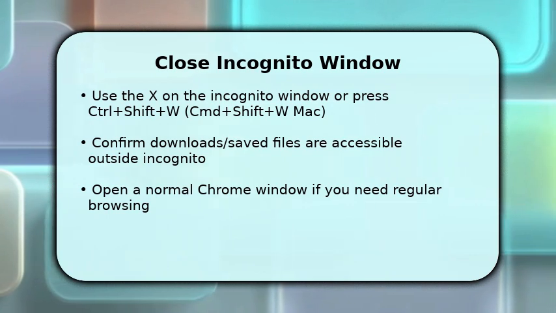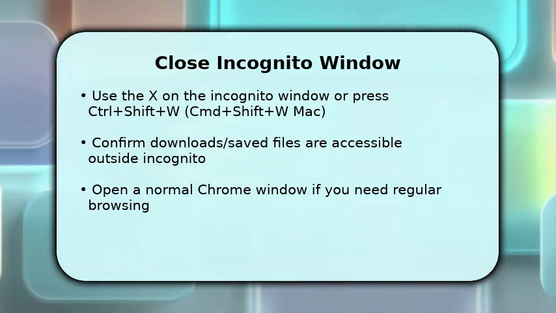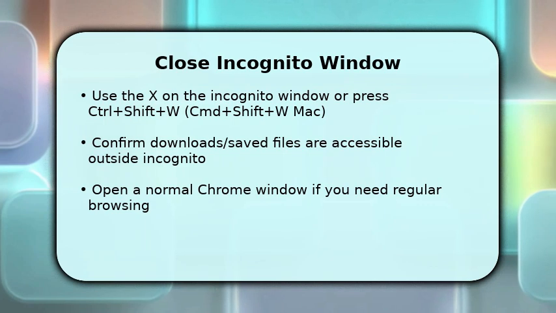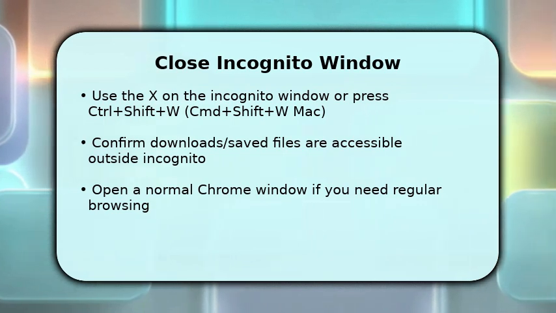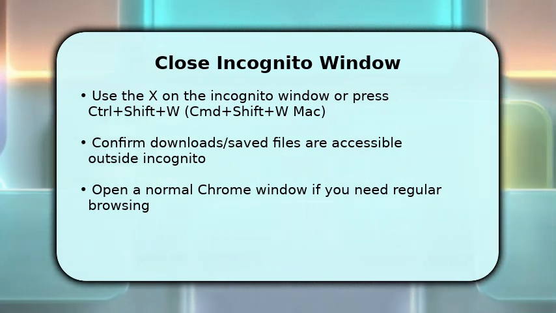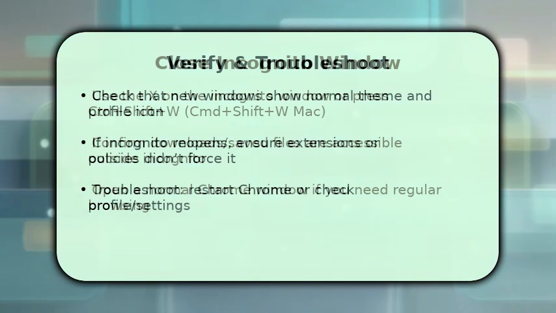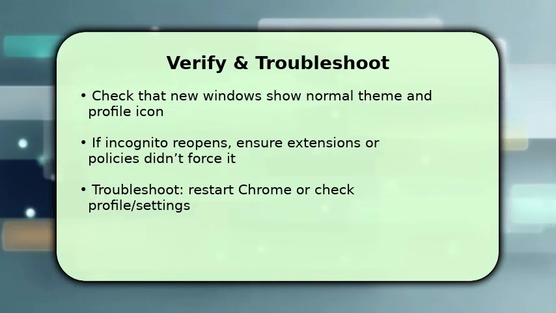After closing, open a regular Chrome window to continue browsing with history and extensions active. Make sure downloads you need were saved to a persistent folder. Finally, verify you're out of Incognito. Open a new window and look for the normal light theme and your profile icon.